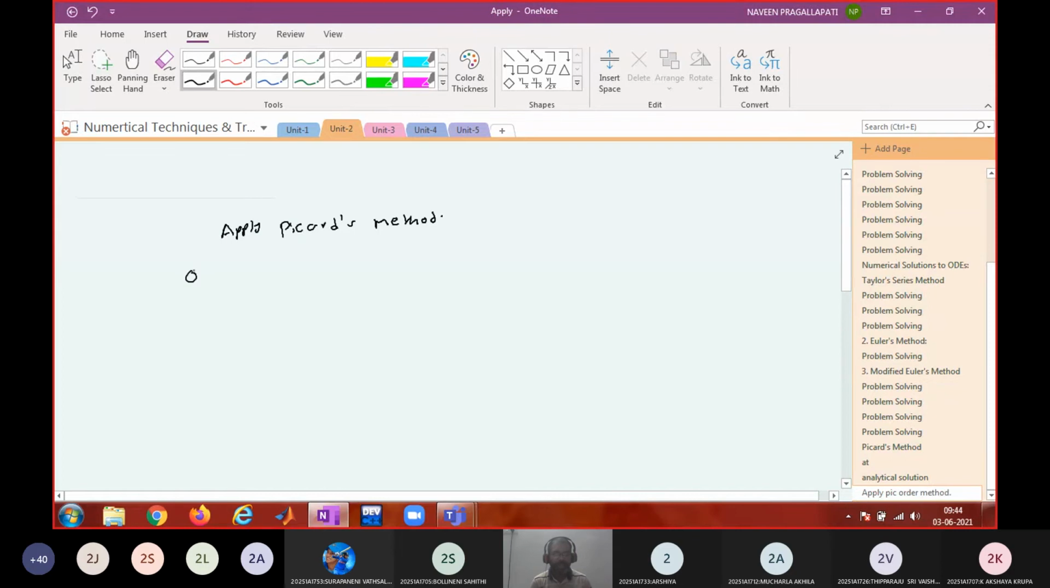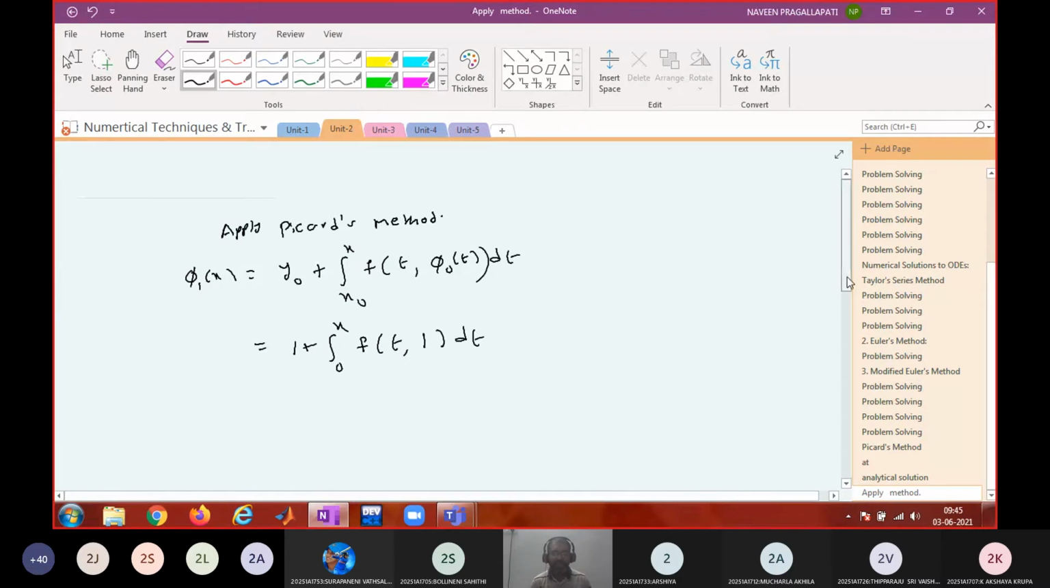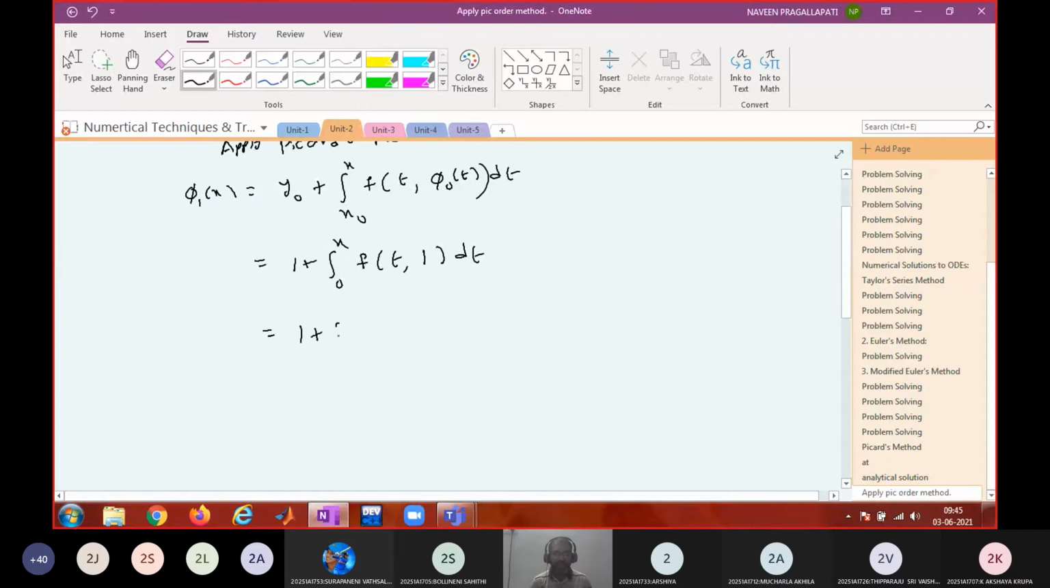Okay, you may write down the formula directly. Phi1 of x equals y naught plus integral x naught to x of f of t comma phi naught of t dt. So this is y naught, which is 1, plus integral 0 to x of f of t comma 1. F of x comma y is y minus x by y plus x, that means 1 minus t by 1 plus t. Am I right?